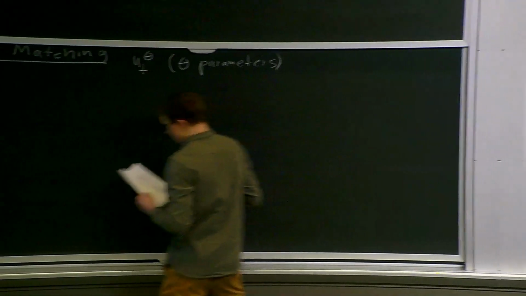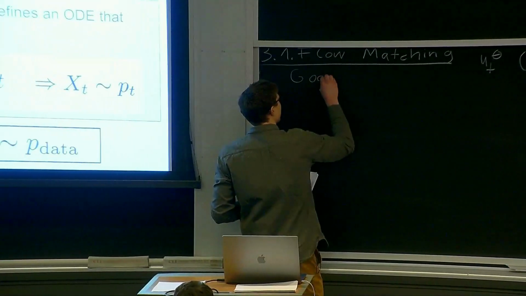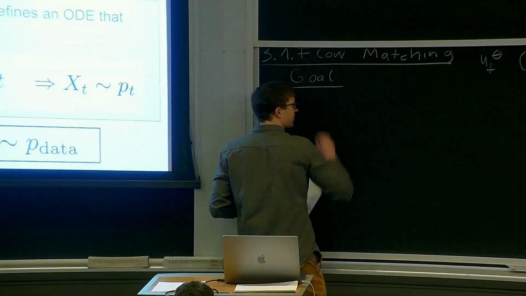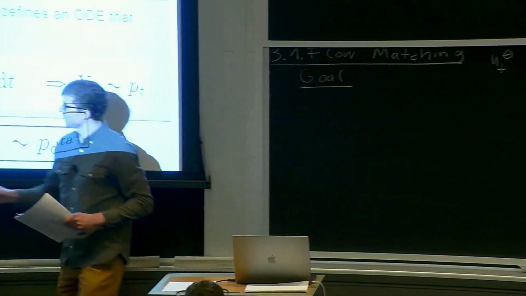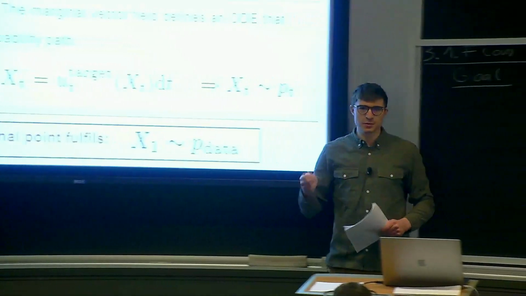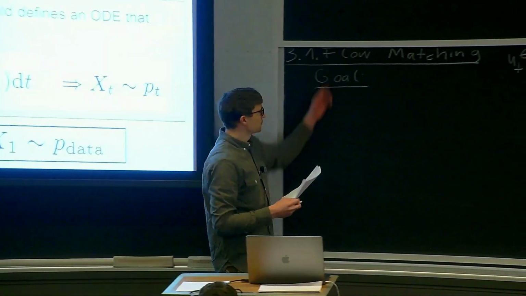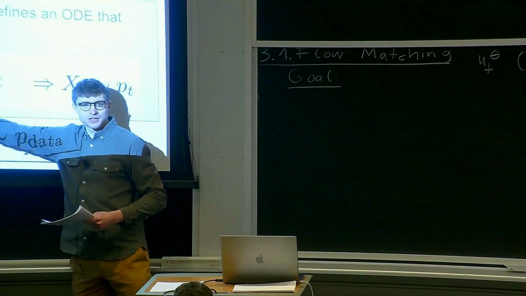And what is our goal? So what I just stated is that the marginal vector field does what we want to achieve. It converts noise into data, and that's what we want to do, right? We want to basically imitate this vector field.